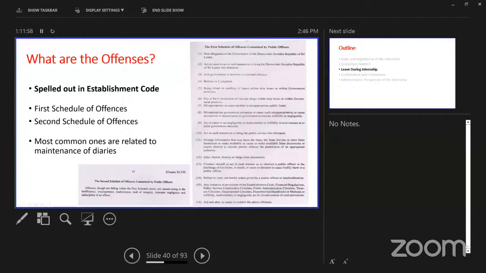Right? A few important things from the schedule of offences. I think the sixth one: use or be in possession of narcotic drugs; misappropriate or cause misappropriation of public funds; or alter, distort, destroy or fuse state documents. Even if you do it for the BHT, it's considered an offense. Refuse to carry out lawful orders given by a senior officer, or insubordination. Those are the few things I want to highlight, but it's not very important. Being drunk or smelling of liquor within duty hours or within government premises. So those: 5, then 7, then 12, and 14. Those are the important offenses.